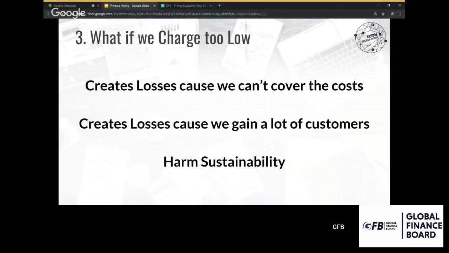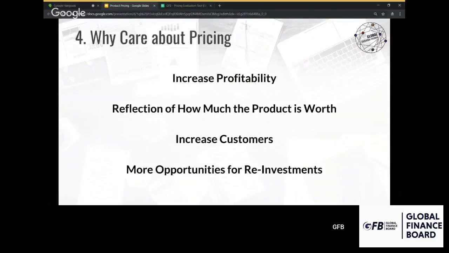Now, why do we care about pricing? First is profitability. Every product should be able to cover its direct costs and also the indirect costs related to it. Second is how much the product is worth. Pricing should be equal to the value of our product.